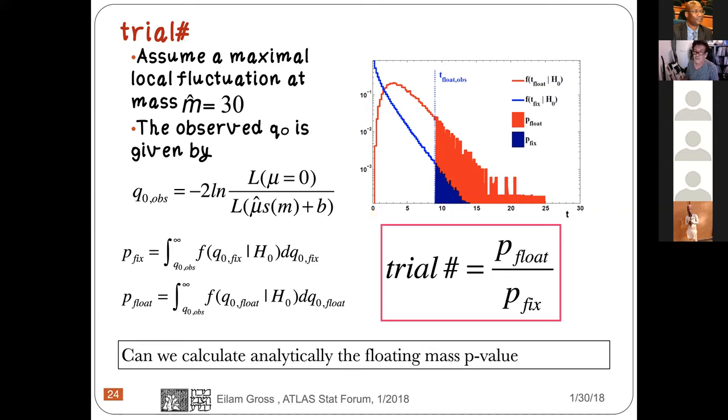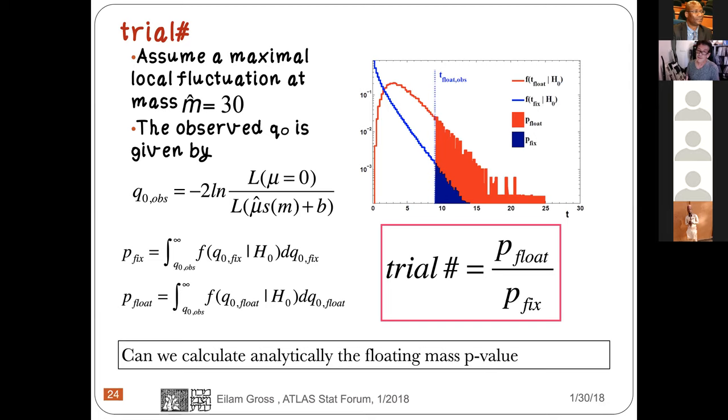So the mass serves as a parameter. It's a nuisance parameter because it's undefined under the background-only hypothesis. There's only one parameter of interest here, which is the signal strength mu. But the mass is a nuisance parameter, and a special thing about it is that it's undefined under the tested hypothesis, which is the background-only hypothesis. It's undefined, but yet it changes the whole picture.